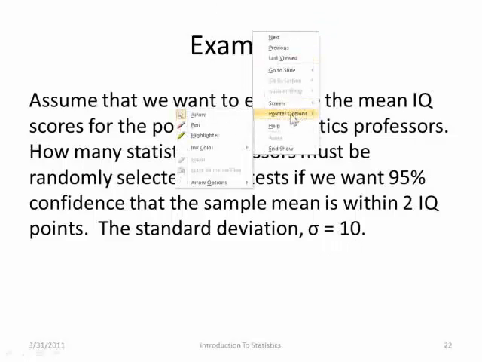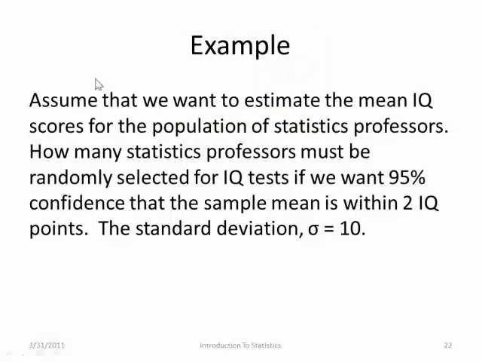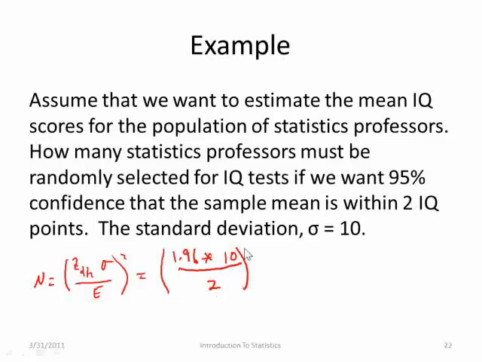So again, the formula is n equals z alpha over 2 times sigma over e, squared. So plugging in the appropriate parameters, for z alpha over 2, what are we going to plug in? Survey says 1.96, times sigma, which is 10, divided by e, which is 2, and then I have to square this. So at the end of the day, I come up with a sample size of 97.